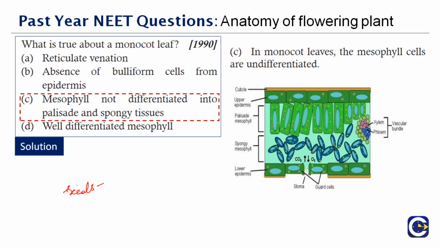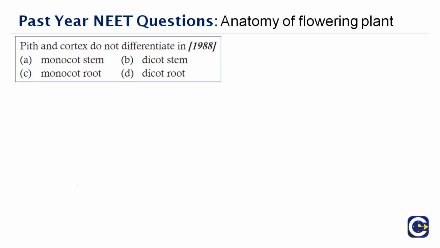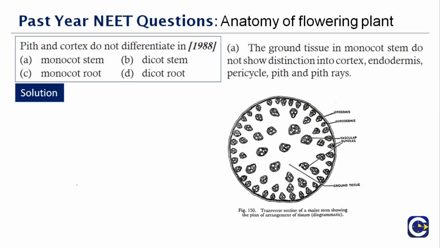Okay, now let's move to the next question here. Pith and cortex do not differentiate in dash. This is an easy question for you. I think by now you know what the answer is. It is monocot stem. We already discussed in the earlier parts. The ground tissue in the monocot stem does not show distinction into a cortex and endodermis or pericycle. Pith or other formations are not visible. I mean, they don't differentiate. The correct answer is monocot stem.